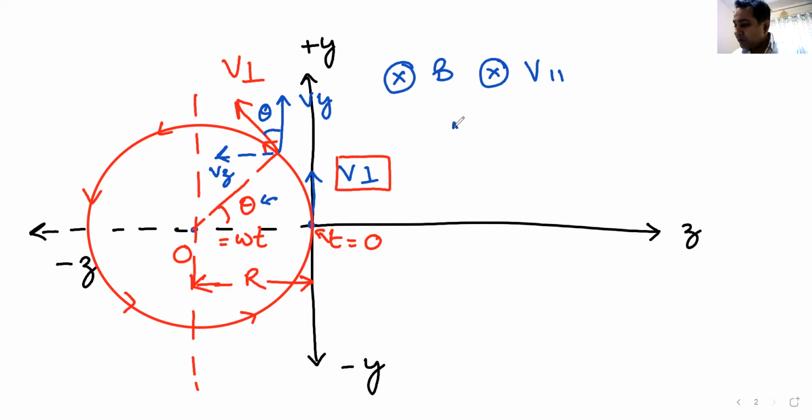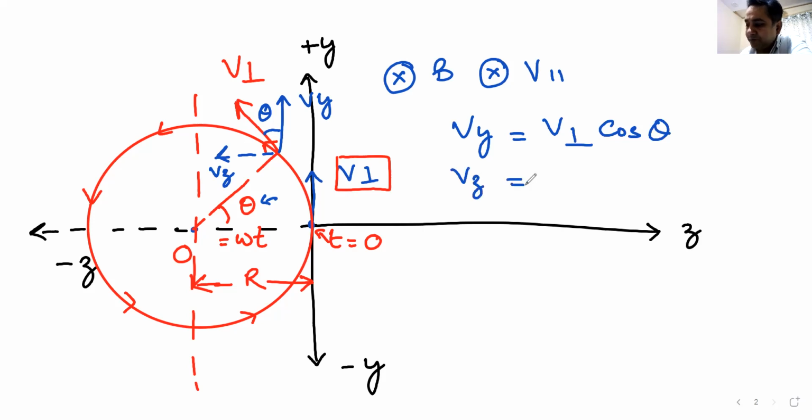Yes, sir. So how much is vy? V perpendicular times cos theta. And how much is vz? V perpendicular sin theta, with a negative sign. It's now minus z, in this particular case that I've drawn. V perpendicular sin theta. Yes or no?